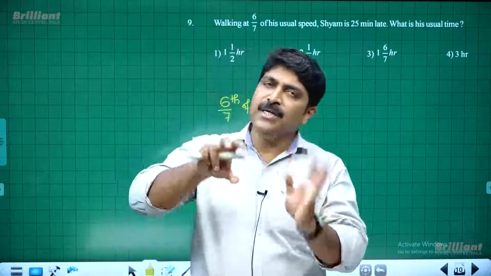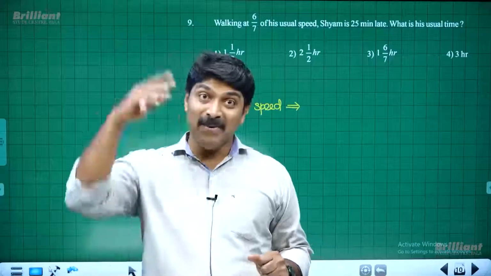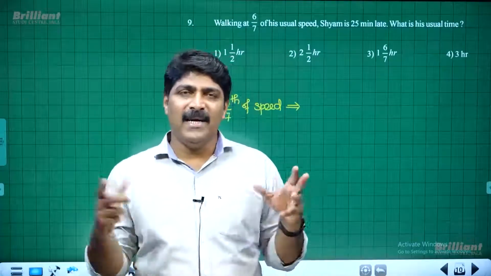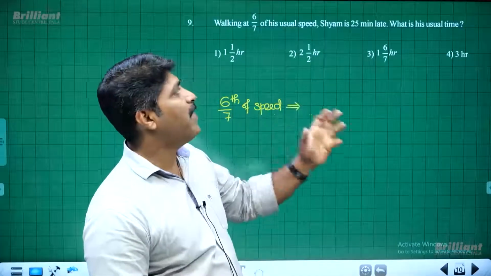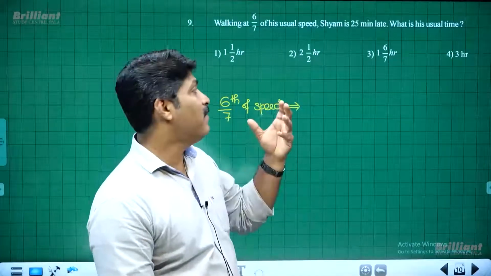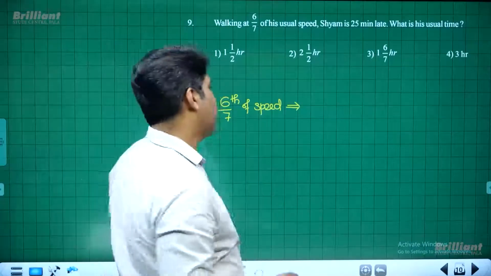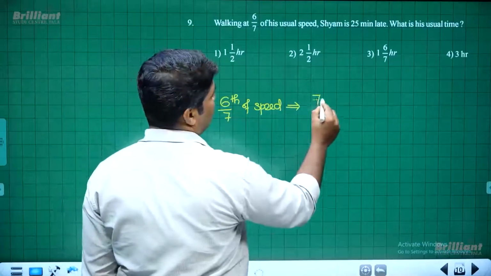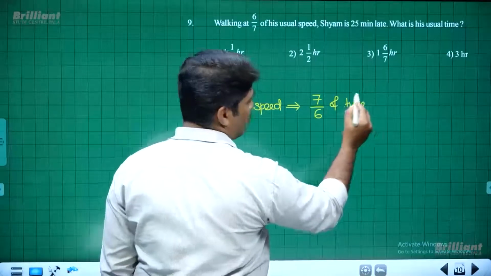Simply think about it: if we are reducing our speed, what will happen to the time taken for the completion of such a work? The time taken will increase. Clear? That's a simple concept because speed and time are in inverse variation. So here, at 6/7 of his usual speed, Shyam is 25 minutes late. Since speed and time are in inverse variation, you have to write the inverse of this ratio, that is 7/6 of time. Got it?